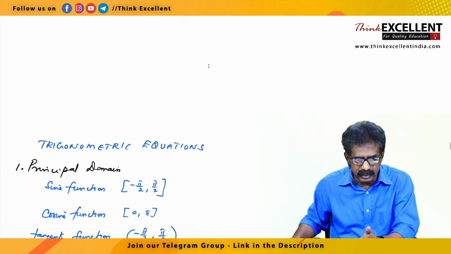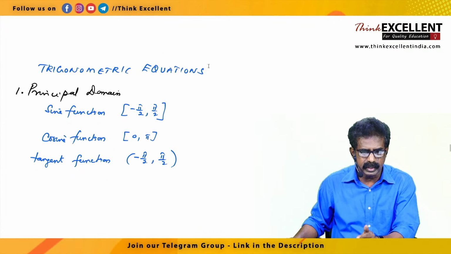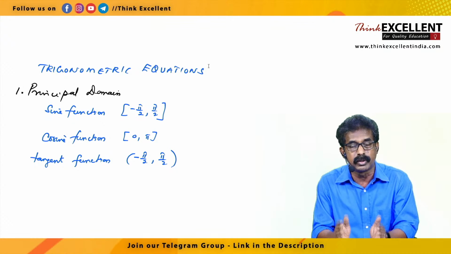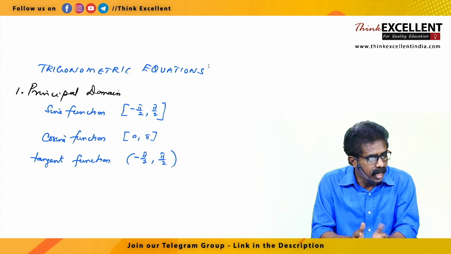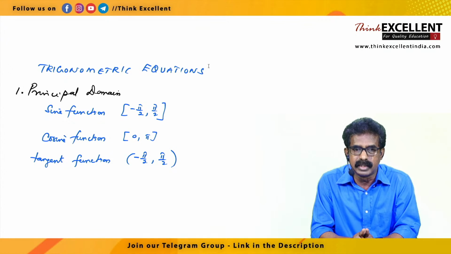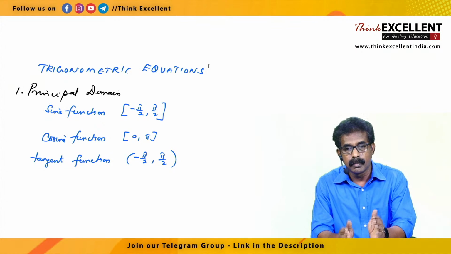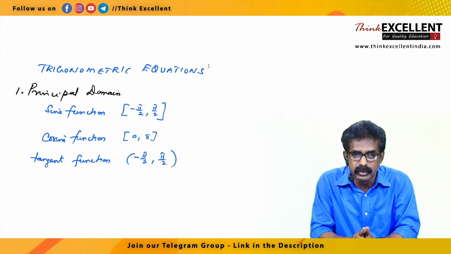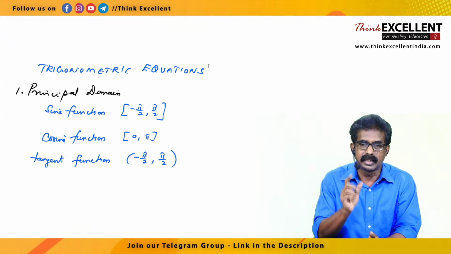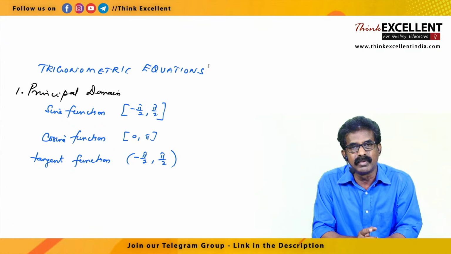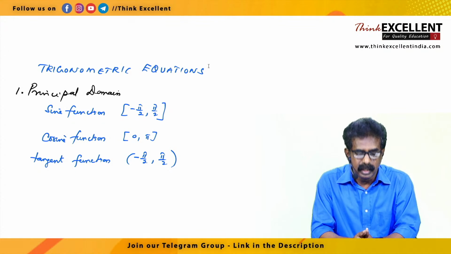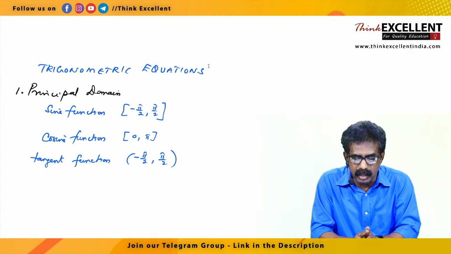For sine, the principal domain we say, for sine, the principal domain is -π/2 to +π/2, closed interval. For cos, the principal domain is 0 to pi, closed interval. For tan, -π/2 to +π/2. ஆனால் சைனுக்கும் டேனுக்கும் ஒரு சின்ன டிஃபரன்ஸ் ஹோப் யூ நோட்டீஸ்ட். சைனுக்கு closed interval, tan வரும்போது open interval. Closed intervalனா end points are included and open interval the end points are not included.